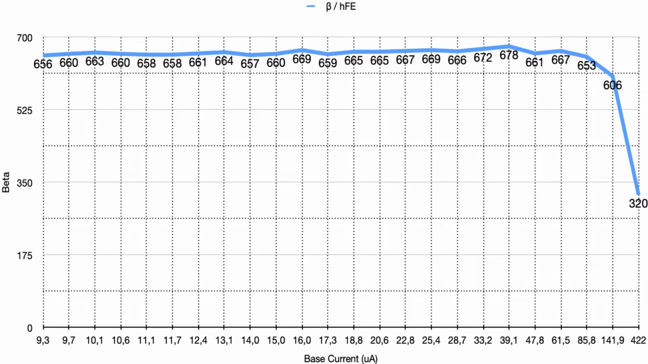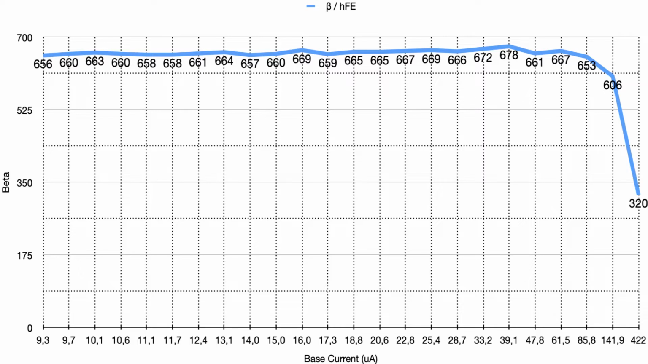So I stopped there. Everything else would be unhealthy for the transistor, in my opinion. And so we're dealing with base currents in this range, and let's look at it. If we have 9.3 microampere, then we have a beta of 656. So this means that the collector current will be 9.3 microampere times 656. So you get the collector current by multiplying the base current down here with this beta.